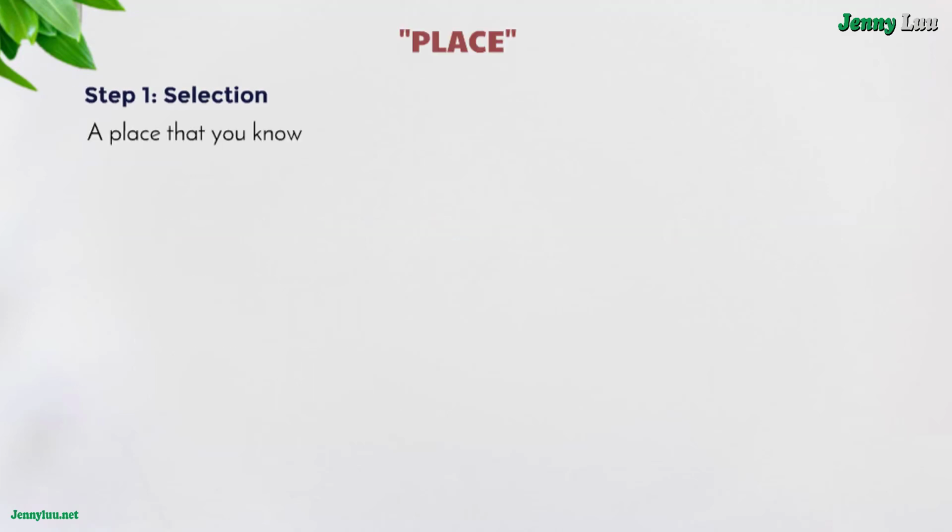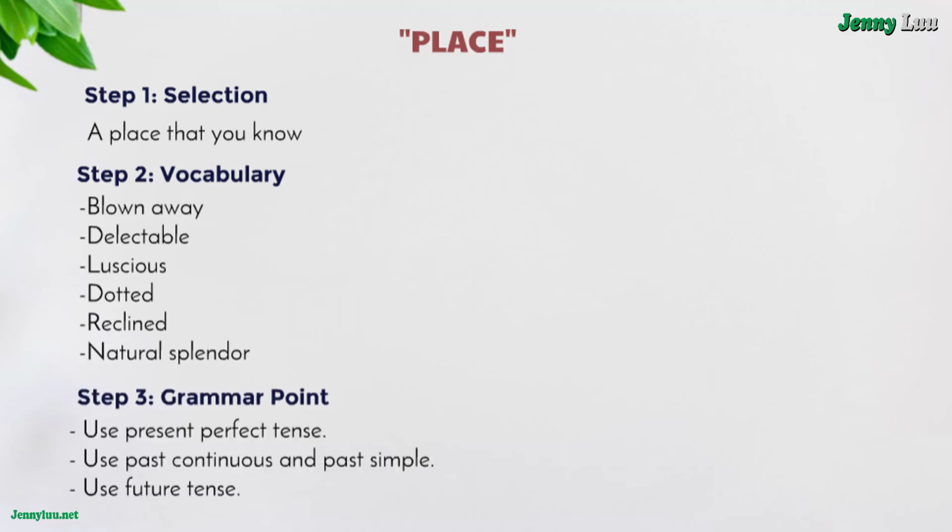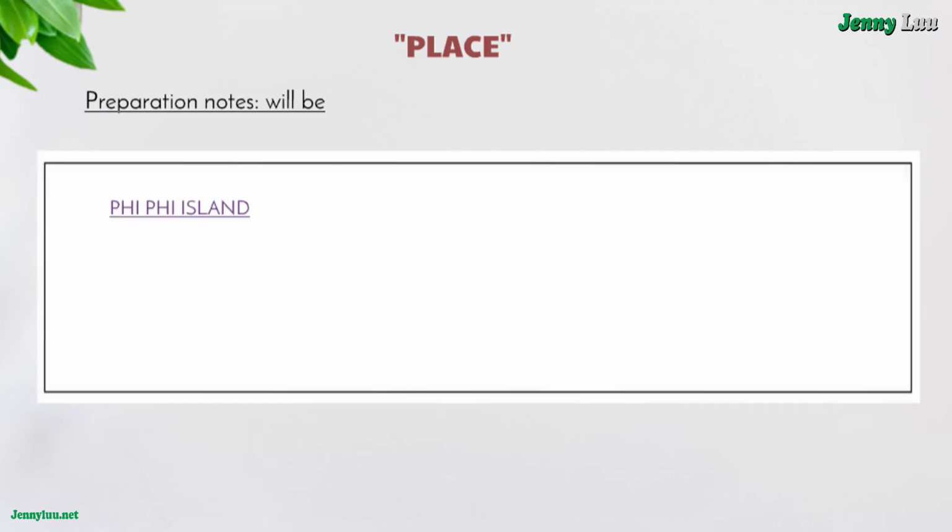Step 1, Selection. A place that you know. Step 2, Vocabulary. Blown away, delectable, luscious, dotted, reclined, natural splendor. Step 3, Grammar. Use present perfect tense. Use past continuous and past simple. Use future tense. Preparation notes, will be.